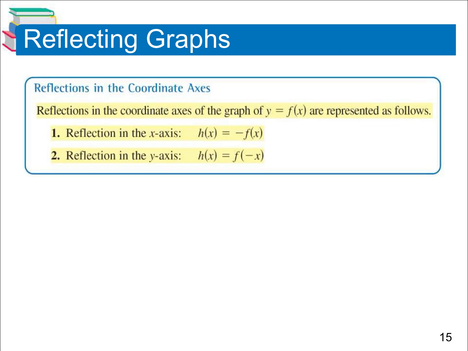Same thing, but this tells you, okay? A reflection across the x-axis, you get h of x is equal to the opposite of f of x, which is the same thing as h of x is equal to the opposite of x. And then the reflection across the y-axis, you have h of x is equal to f of negative x, which is the same thing as h of x is equal to parentheses negative x.